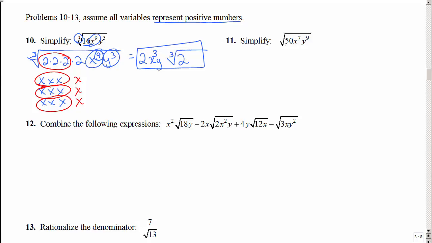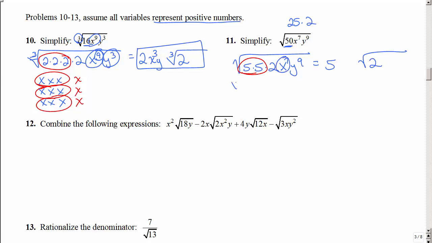So number 11, we're looking for a square root. So again, I'm going to break down 50 into 5 times 5 times 2, or again, maybe you were taught to look at it as 25 times 2, all the same. Then I have x to the 7th and y to the 9th. So since it's a square root, looking for a pair, so I have that. Again, x to the 7th. You can do this. That's the slow way, but it gets the job done. And see how many pairs you have. So I have x cubed, and it would leave an x.